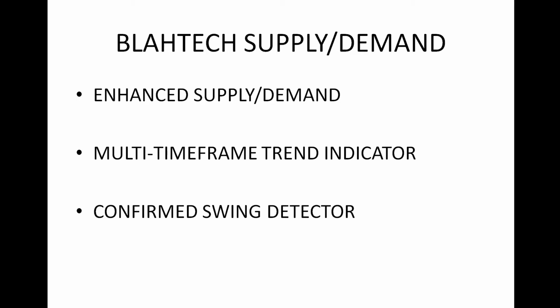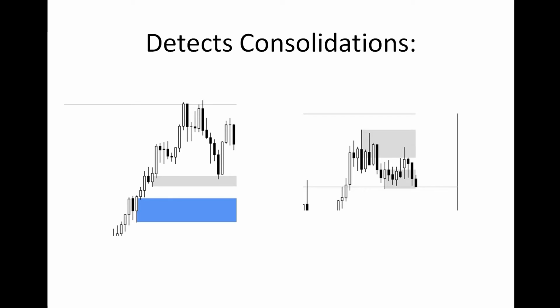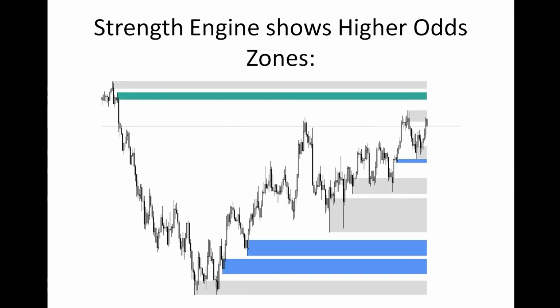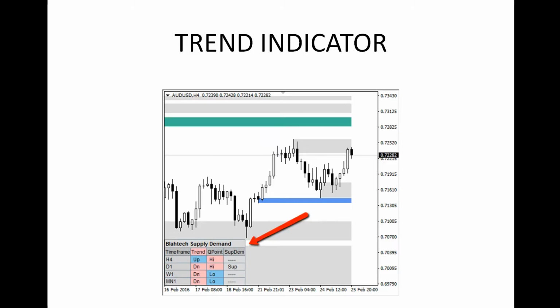Looking at supply-demand, we find that it's quite different from standard offerings. Not only can it detect advanced levels like consolidations and drop-based drop formations, but it also locates the higher odds levels using its built-in strength engine. This engine analyzes each zone in real time, taking account of 7 criteria, such as profit margin, violence of move, retouches, and so on. The strongest zones are then highlighted on the chart, enabling us to focus on the higher probability trades. The trend indicator also adopts a unique approach.